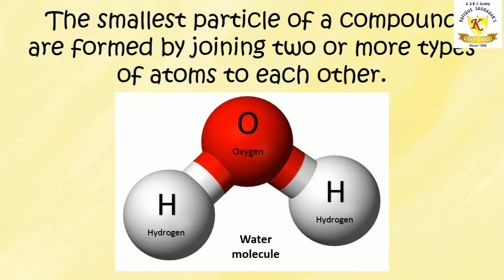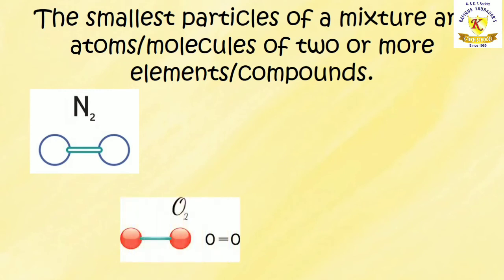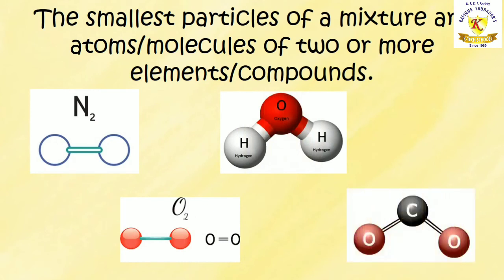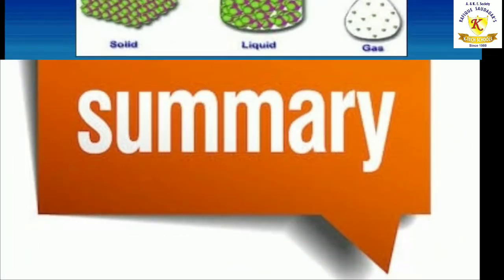Are you understanding this, children? The smallest particles of a mixture are atoms or molecules of two or more elements or compounds. For example, the main constituent molecules of the mixture, namely air, are nitrogen, oxygen, H2O, CO2. Similarly, the mixture brass contains atoms of copper and zinc, while bronze contains atoms of elements copper and tin. Understood, children? So let's take a quick summary of what we have learned.